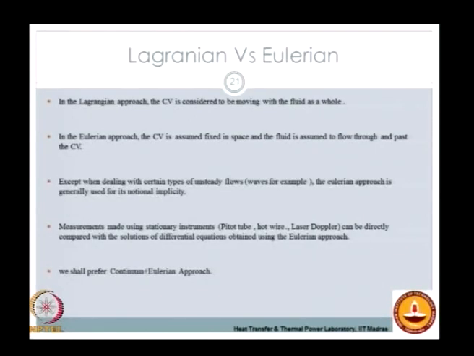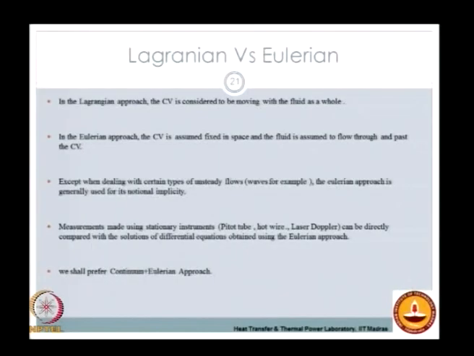So except for dealing with certain types of unsteady flows, the Eulerian approach is generally preferred because it is simple to look at, and also because you can compare properties from the solutions of equations in the Eulerian framework to measurements made with stationary instruments. Most of the time we use stationary instruments such as a pitot tube for measuring pressure, or a hot wire for measuring velocity, or laser Doppler or particle image velocimetry, and so on. So we try to compute the velocity field or the pressure field at a particular location.